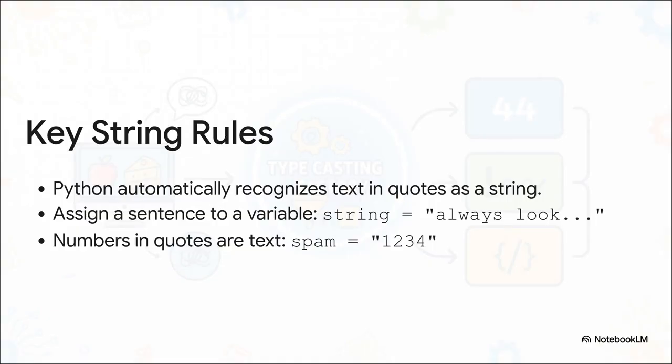So here are the ground rules, and they're super important. You can see we can store a whole sentence in a variable, no problem. But look at that last example. Spam equals 1234. Even though those are digits, those quotes make them text. And this is the absolute key to that puzzle we started with. If you tried to add, say, 1 to that spam variable, your program would just crash.